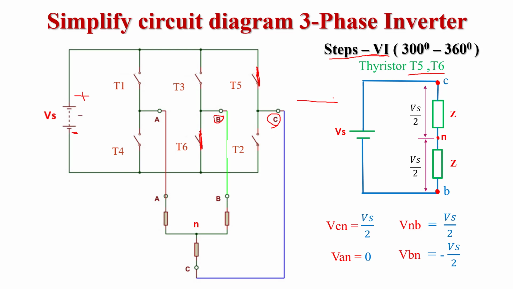So here we get the simplified circuit diagram. Phase C is connected from the positive terminal of the supply voltage. Phase B is connected from the negative terminal of the supply voltage. This is the neutral point. Both the impedances are equal, so the voltage across VCN is equal to VNB, that is equal to Vs by 2. VCN is Vs by 2, VNB is Vs by 2. If we want to calculate VBN, VBN is equal to minus Vs by 2, and this time VAN is equal to 0 because the phase A thyristor is not working this time.